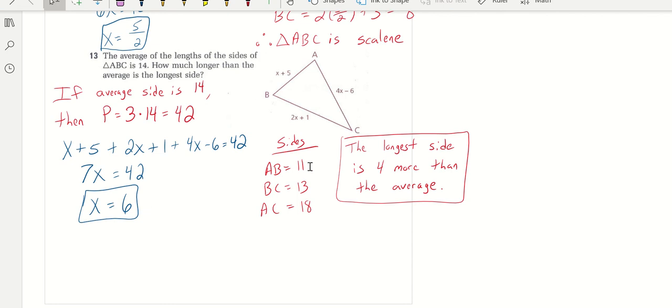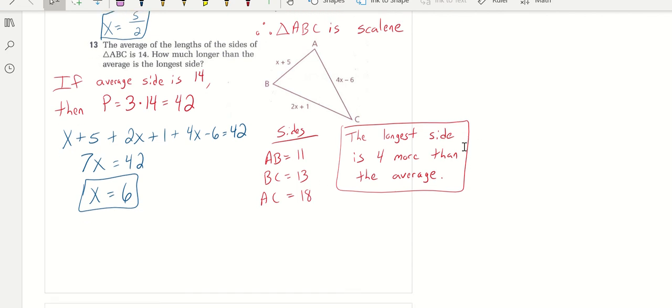6 plus 5, AB is equal to 11. BC, 2 multiplied by 6 is 12. 12 plus 1 is 13. BC is 13. AC, 6 multiplied by 4 is 24. 24 minus 6, AC is equal to 18. Now the question reads, how much longer than the average is the longest side. So if the average is 14, the longest side is 18. The longest side is 4 more than the average. 18 minus 14 is 4.